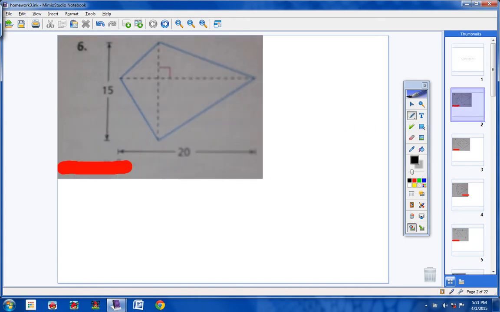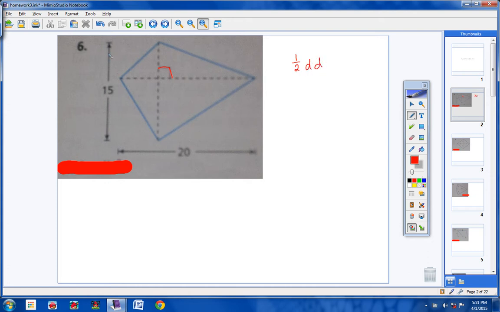For numbers 6, 7, and 8, the directions say to find the area. Notice we have a quadrilateral here, 4 sides, 1, 2, 3, 4, in which the diagonals are perpendicular. Anytime a quadrilateral has perpendicular diagonals, we're going to take 1/2 times the two diagonals.